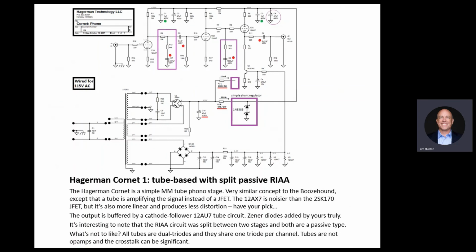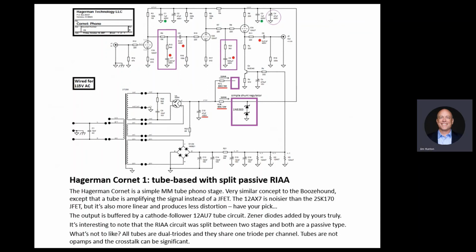Cornet is very similar to the EAR 834, except it's a passive RIAA. So we'll listen to the Cornet. It basically has an amplification stage, passive RIAA, amplification stage, another passive RIAA, like split the RIAA, and then an output stage, which is a buffer. So it's really two gain stages and a buffer stage, and capacitor output. There's a nice circuit here.